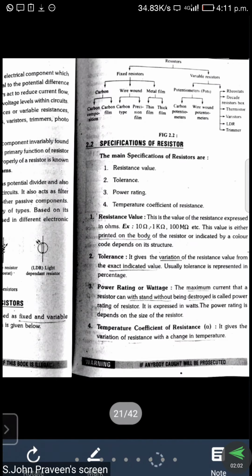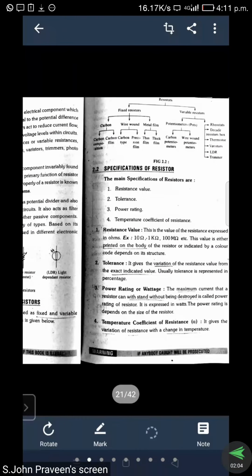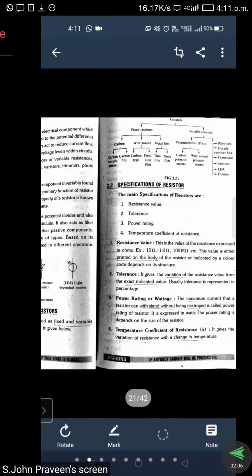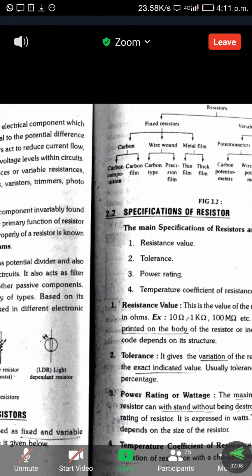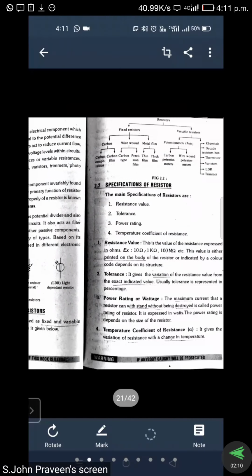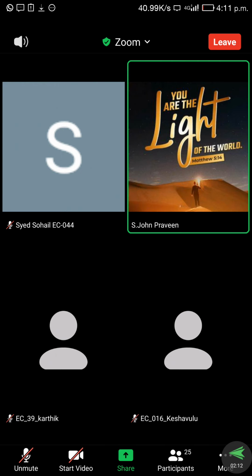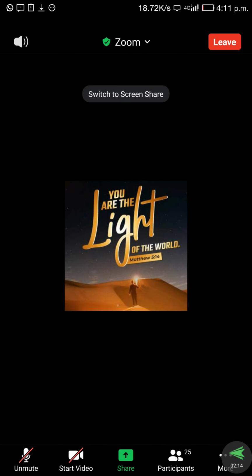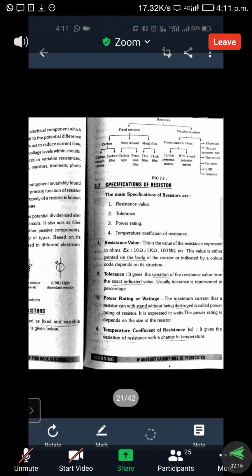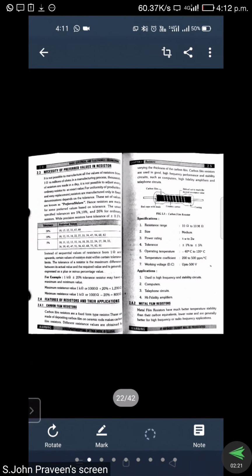Power rating is the maximum power withstanding capacity, generally denoted in watts. Temperature coefficient: at what temperature the resistor does not lose its resistance property. That is called the temperature coefficient.